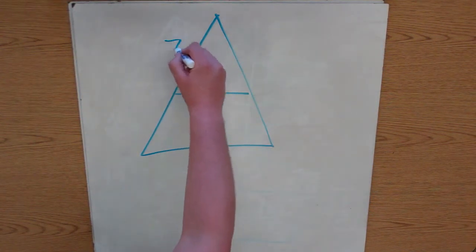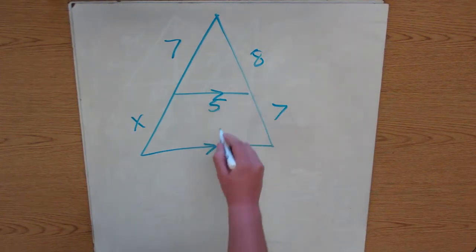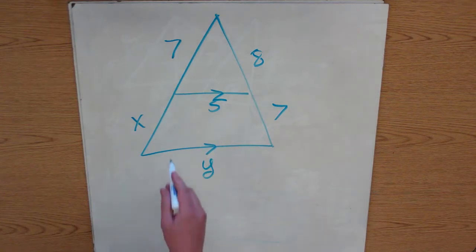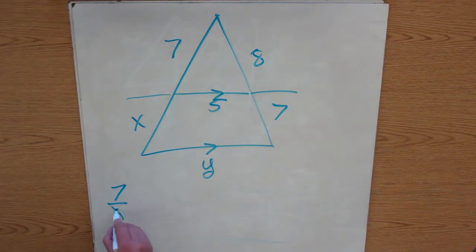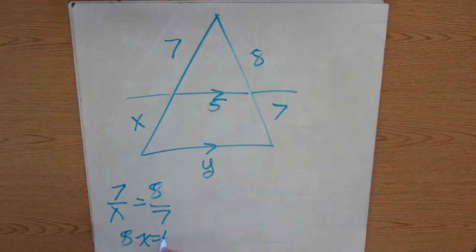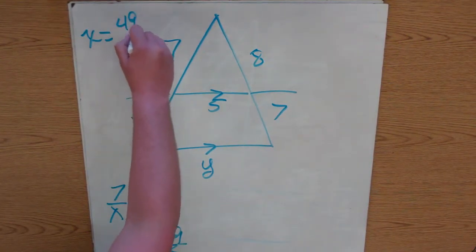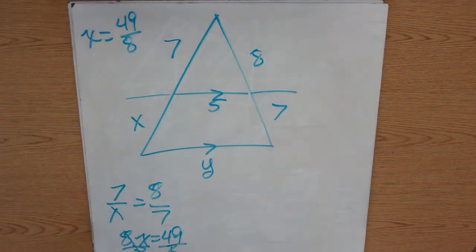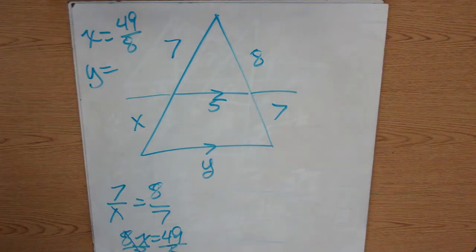So we have 7, x, 8, 7, 5, y. Again, we can just extend this out. And our first one is set up for us. 7 over x equals 8 over 7. 8x equals 49. Divide both sides by 8. So x equals 49 over 8. And again, I'm just going to leave it as a fraction. Now let's solve for y.